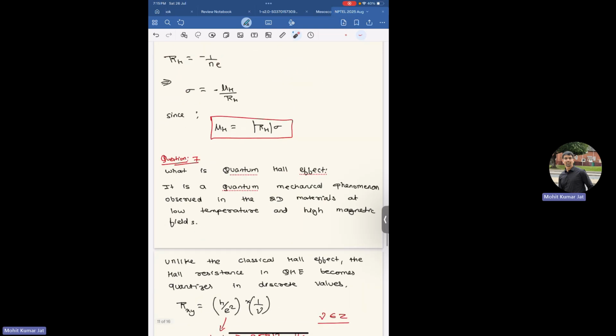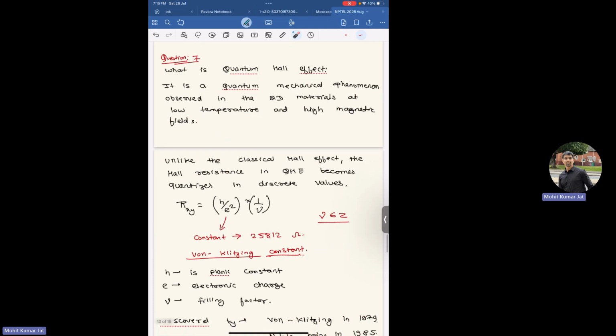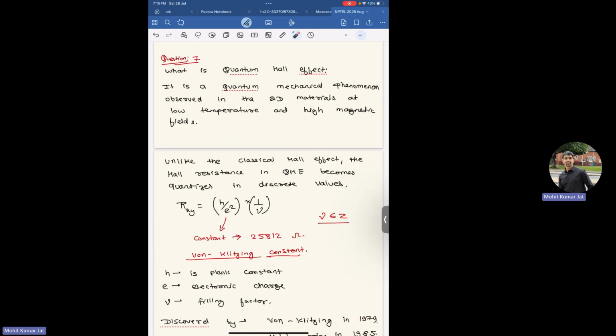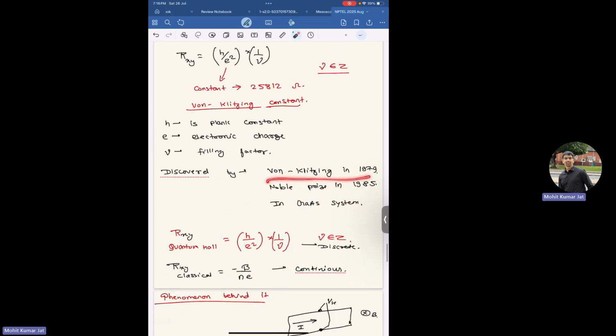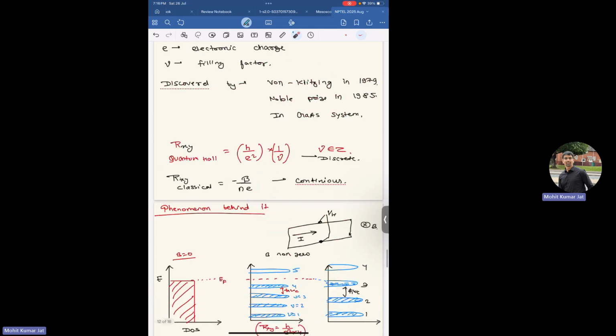Then we looked at what is the quantum Hall effect, how this phenomenon is different from the classical counterpart. So we noted that Rxy here will be having plateaus at integer fillings. Filling is like how many Landau levels you have filled, nu that we call, and nu will be integer, and h by e square is known as von Klitzing constant. It has a value of 25812 ohms. It was discovered by von Klitzing in 1979, Nobel Prize in 1985, and in gallium arsenide system.